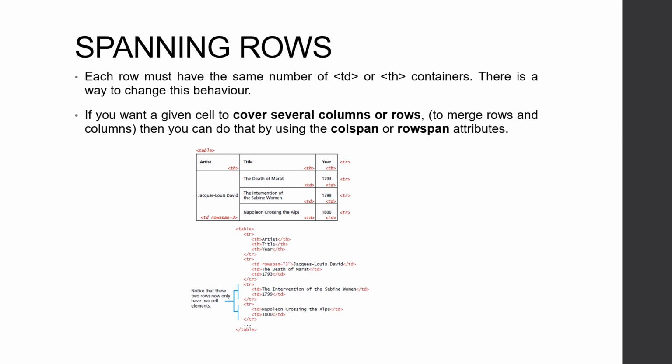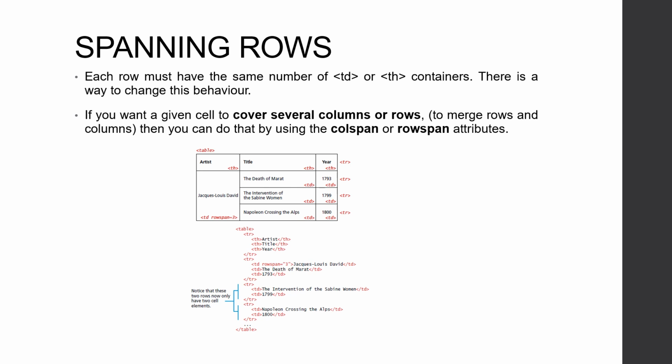So spanning rows and columns in HTML. See, each row must have the same number of column and heading containers. There is a way to change this behavior. If you want to give a cell to cover several columns or rows, or to merge rows and columns, then you can do that by using colspan and rowspan.